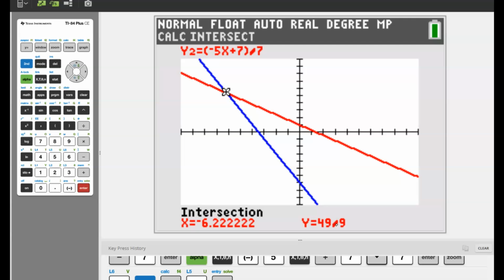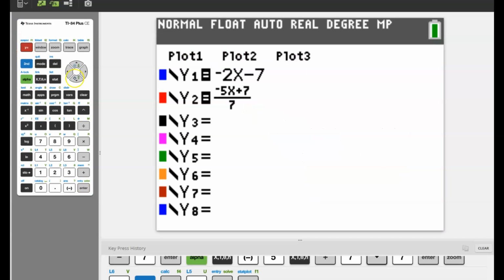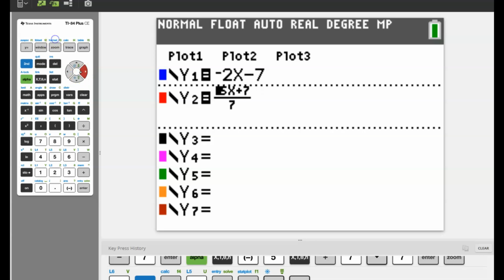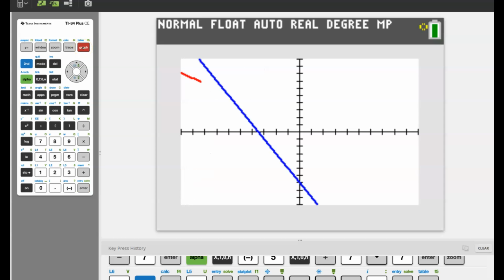It's probably a good idea not to mix decimals and fractions, so I'm going to go back to my y equals, and I'm going to put a decimal somewhere in this fraction, like after a number. I'm going to put it in the denominator, but you can put it after any number. When I do that, that's the only change I made, and I go back to graph, and I find that intersection.